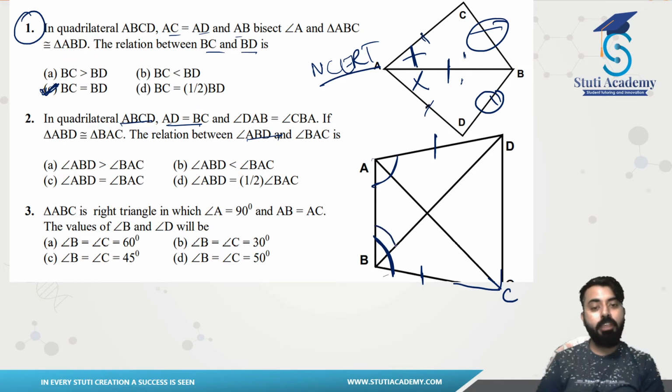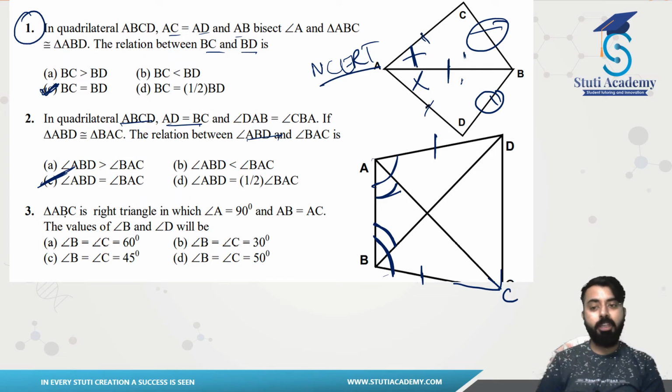That means this angle and angle BAC. Now you guys see, if both of the triangles are congruent, then the respective sides will be equal. So angle ABD will be same as angle ACD. See, that is the result here.